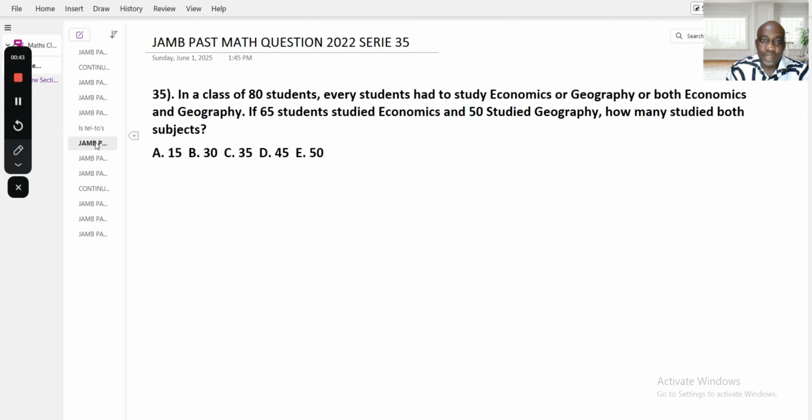In a class of 80 students, every student has to study economics or geography or both economics and geography. If 65 students study economics and 50 study geography, how many studied both subjects? Now we demonstrate this. We have a total class of 80 students. Now let's demonstrate this one.